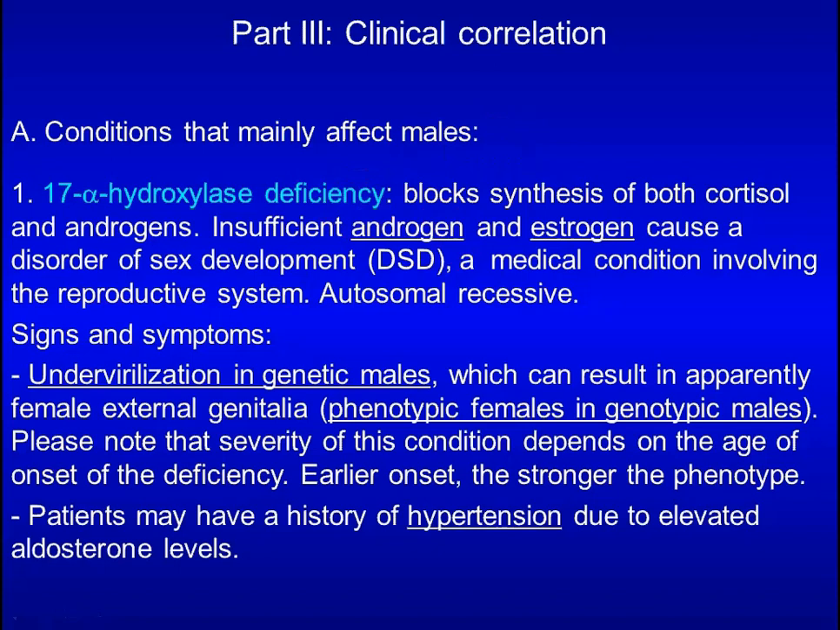17-alpha hydroxylase deficiency blocks the synthesis of both cortisol and androgens. Especially insufficient androgen causes a disorder of sex development. It is a medical condition involving the reproductive system. Lack of androgen causes undervirilization in genetic males. They may show female external genitalia.